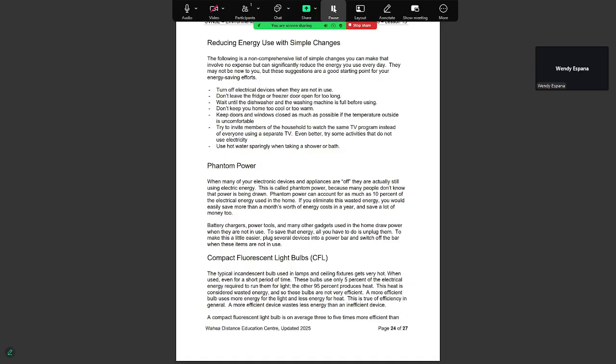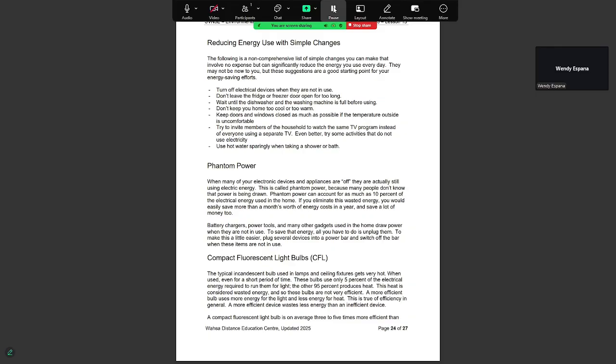It says even better, try some activities that do not use electricity. So I love to go kayaking. I love to go walking. I love those kinds of activities. So those ones are really good for not using electricity. Getting outside, reading a book, all of those are good activities. So just limit how much time you're using devices, I guess, is the biggie.